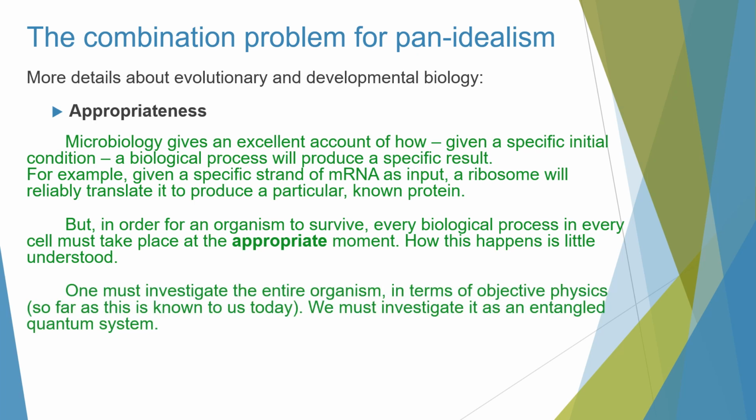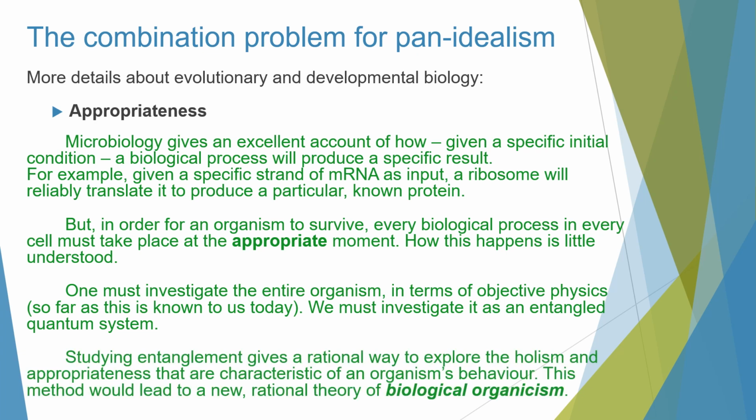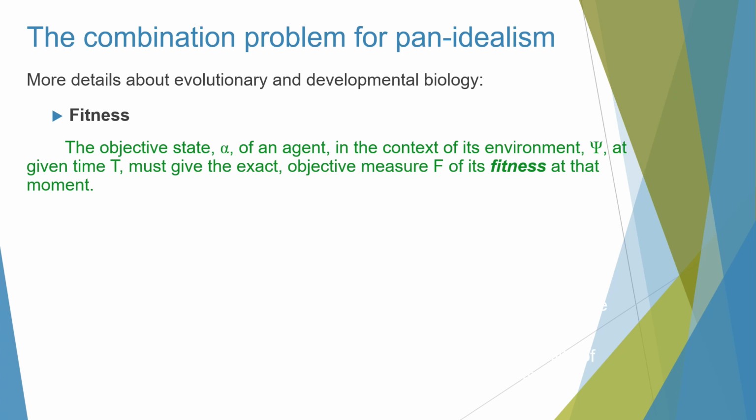One must investigate the entire organism in terms of objective physics, so far as this is known to us today. In my view, we must investigate it as an entangled quantum system. Studying entanglement gives a rational way to explore the holism and appropriateness that are characteristic of an organism's behavior. This method would lead to a new rational theory of biological organicism. The second topic is fitness.